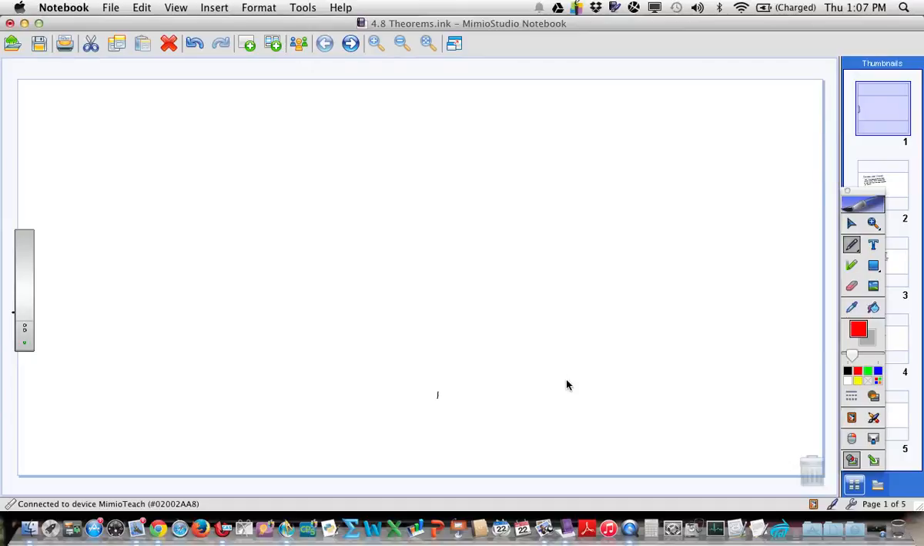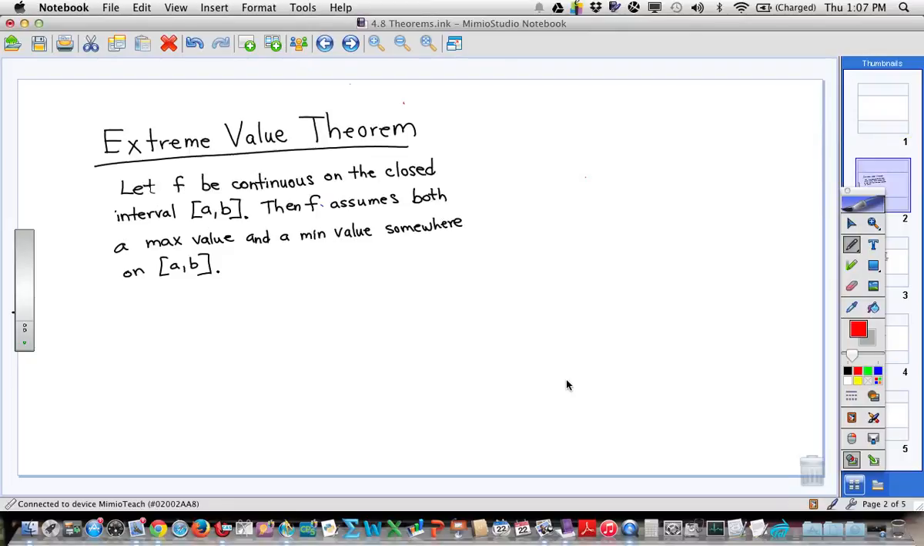All right, so we have 3 theorems yet to learn. That's what we have left in chapter 4. Okay? And 2 of them we're going to do today. So let's just write down the first one. It's called the extreme value theorem. Your book calls it that. But just copy that down word for word.